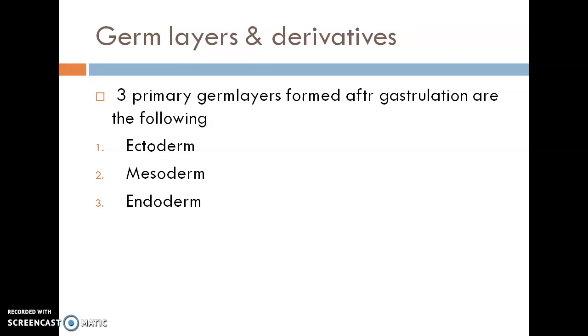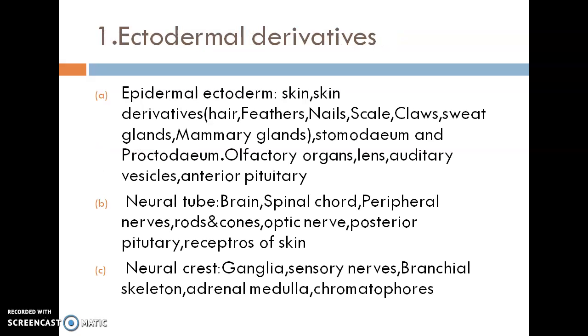This movement is generally concerned with their final position in the embryo. So that is called gastrulation, and after gastrulation, three different germ layers are formed. They are called ectoderm, mesoderm as well as endoderm. What is meant by ectodermal derivatives? The ectoderm is the outermost layer, and from this epidermal ectoderm, these kinds of derivatives are generally formed.